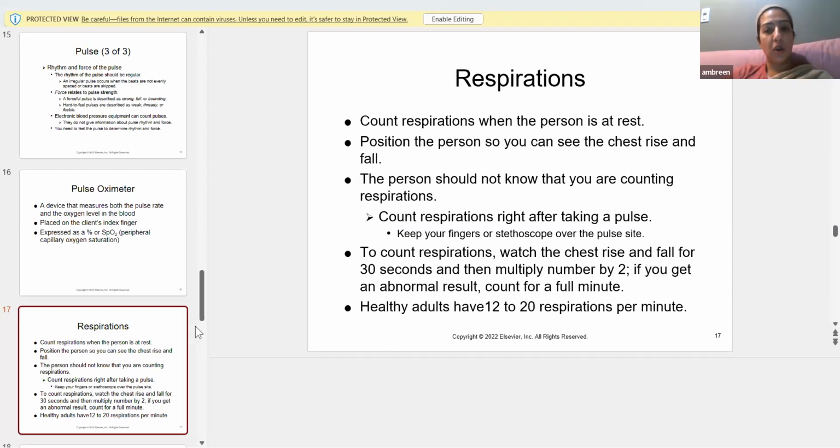The person should not know that you're counting. If you tell the person, they might hold their breath. So you just randomly, when you're taking vitals, look at their chest, and they don't know. Count respirations right after taking a pulse. Once you're done taking the pulse, then you count the respirations. Keep your finger or a stethoscope over the pulse site.